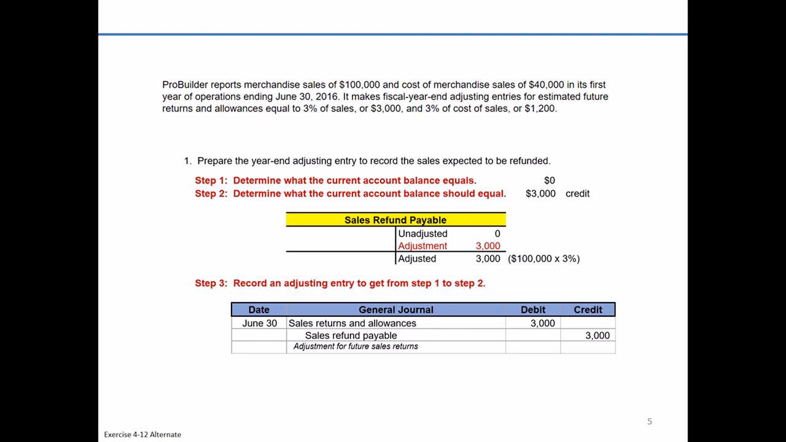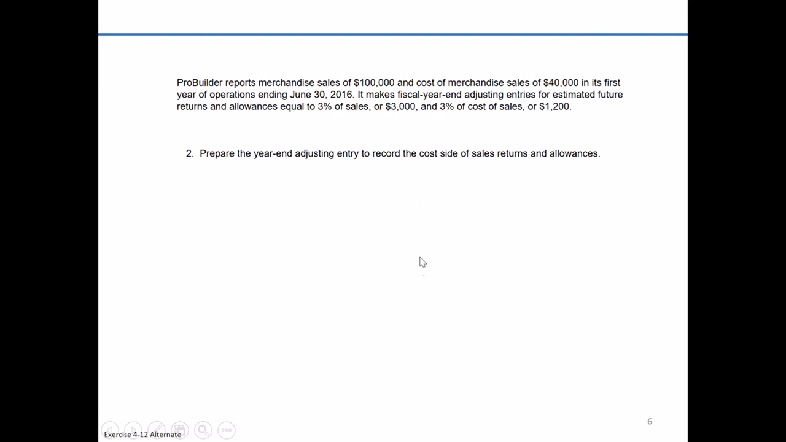Again, since this isn't an actual refund, we can't credit accounts receivable because we don't know who exactly we were going to refund. If we knew who was going to get bad product or have problems, we certainly wouldn't sell it to them. So we're going to credit the liability account sales refund payable. And that's our first part of our entry. Our second entry is going to be related to the cost side of sales returns and allowances. So we've covered the side of what we think we're going to refund to the customer.